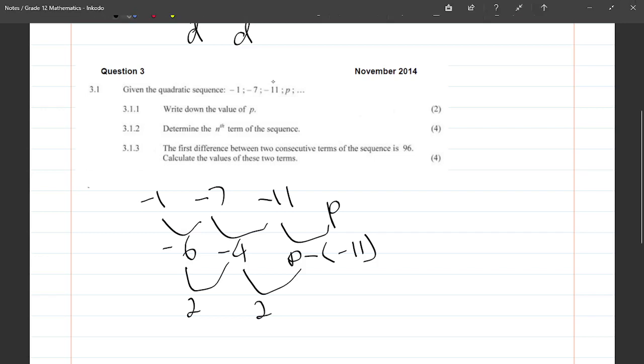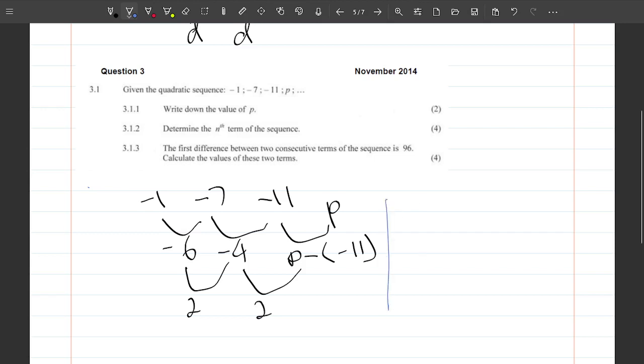However, the question there wants us to give the value of p, but I can make use of algebra to actually calculate this, or I can just blindly go into this one. Let's blindly go into it. Well, according to this calculation, we just said that p minus negative 11 minus 4 is 2. So I'm going to make an algebraic equation out of that and blindly work through it.